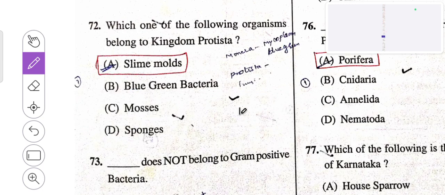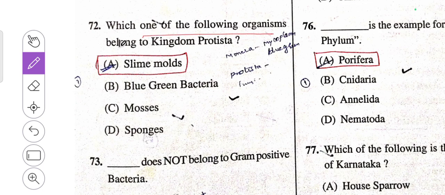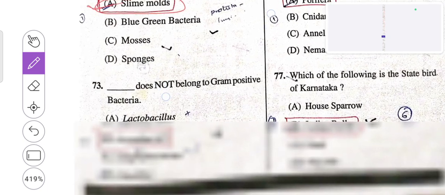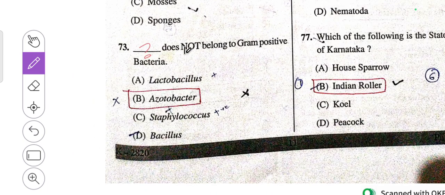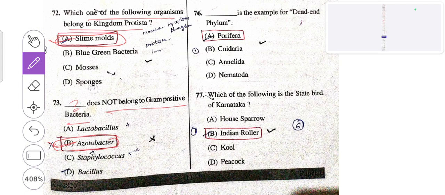Then 72. Which one of the following belongs to kingdom Protista? Here kingdom Protista consists of dinoflagellates, slime molds and chrysophytes. So A is the right answer. 73. Dash does not belong to gram positive bacteria. Here Azotobacter does not belong to gram positive bacteria. So B is the right answer.